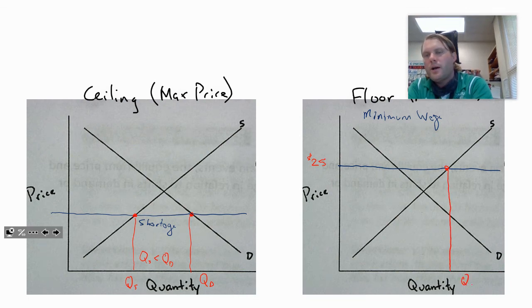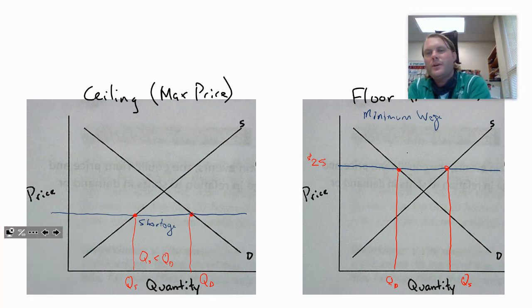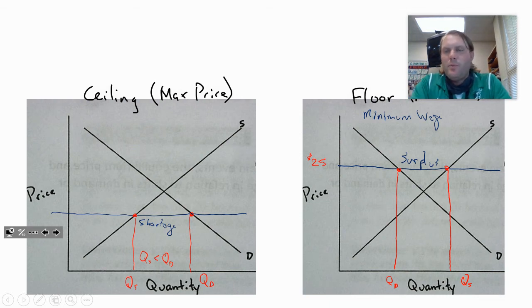So our quantity supplied is going to be over here. Here's our quantity demanded. And if you remember back from the other day, this is going to create a surplus of labor. So now we have more people that want to work than the number of people that are willing to be hired. Your demand line is how many people I can hire in terms of paying for labor, whereas your supply line is how many people are willing to work for that.